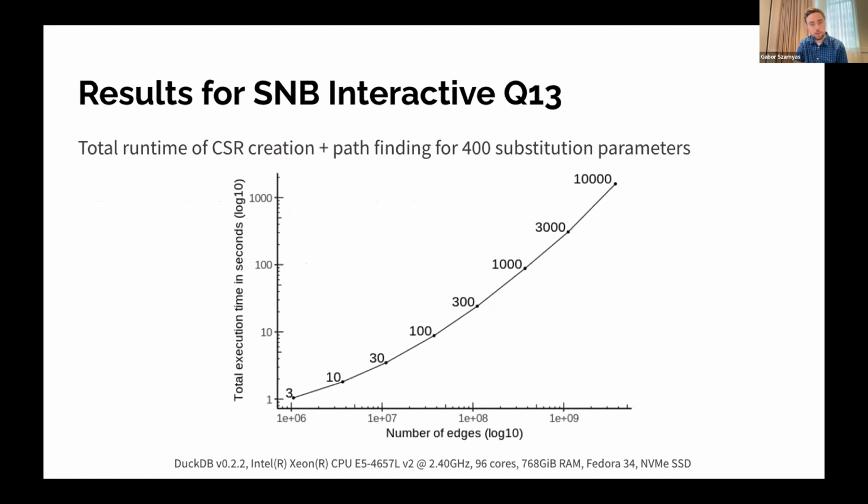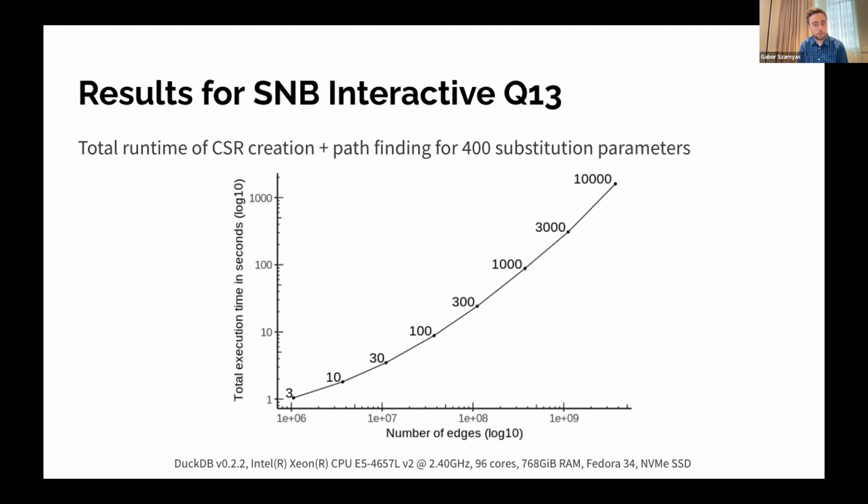Here we see the total runtime. This includes both the CSR creation and the pathfinding. We did about 400 path queries, or we discovered about 400 source destinations per scale factor. At the top, we see scale factor 10K, which took a little over 1,000 seconds. It's not quite linear scaling, and the number of edges was about 300 million in scale factor 10K.